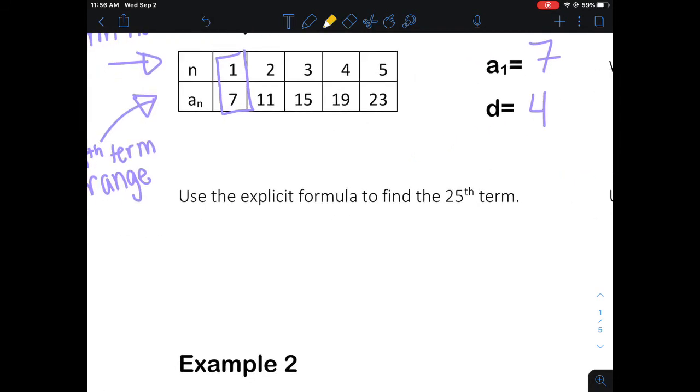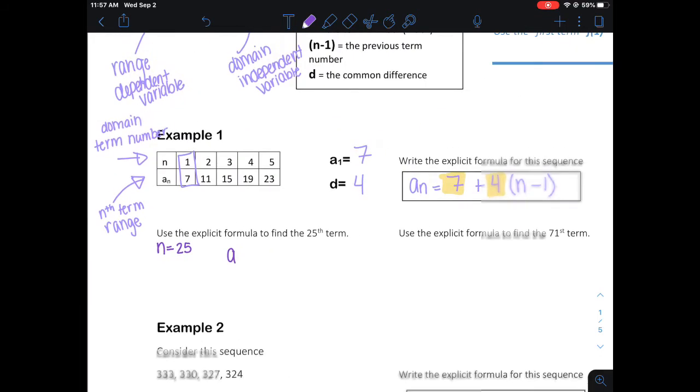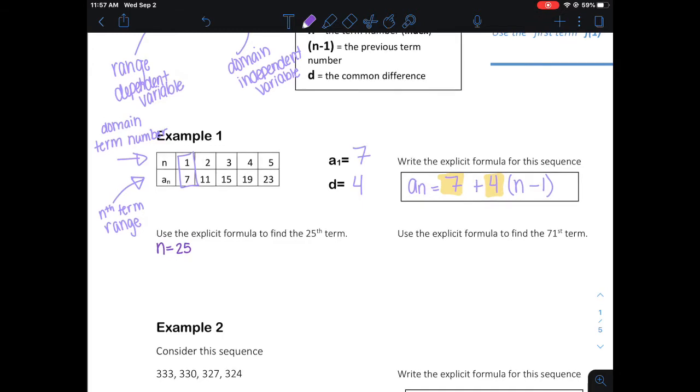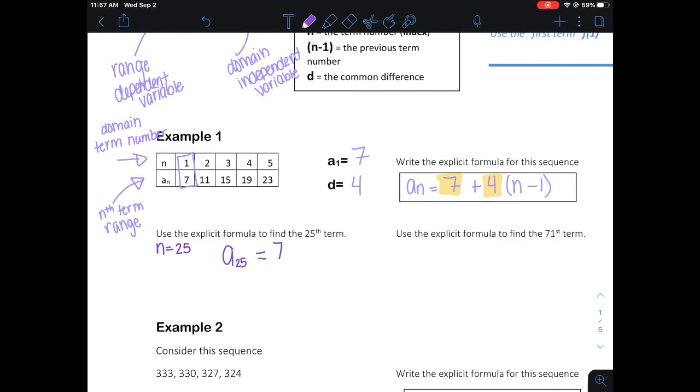All right, use the explicit formula to find the 25th term. So we are saying we need to find when n equals 25. What is the 25th term? Or on the 25th day, how much money did you make? So we will go A, and everywhere we see an n, we will plug in 25. So we have A sub 25. That means our 25th term equals 7 plus 4 times n, which is 25, minus 1.